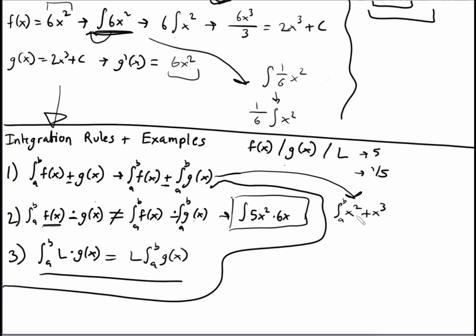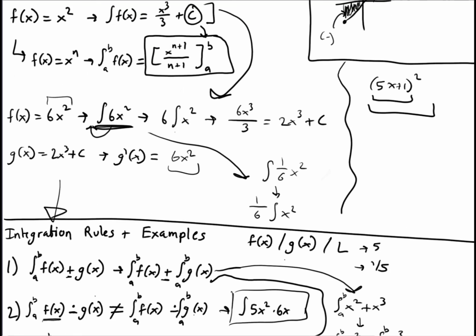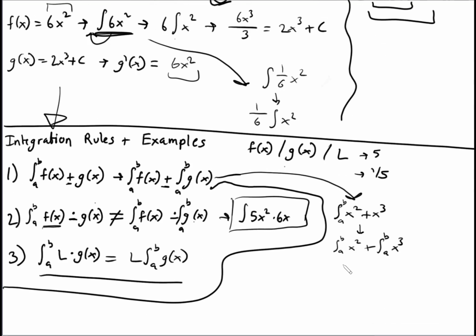So we have the integral of x squared plus x cubed. Using our rules, we can split this up into the integral from b to a of x squared plus the integral from b to a of x cubed. And now scrolling back up to this power rule over here, we can integrate these, and this becomes x cubed over 3 from b to a plus x to the 4th over 4 from b to a. So leave it as is, but let's go ahead and check this.